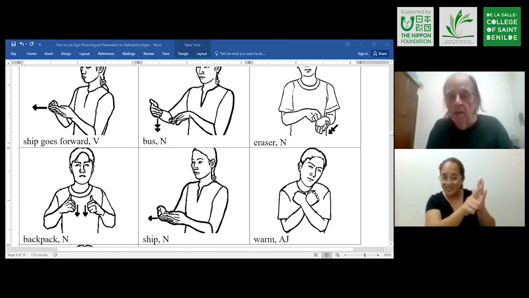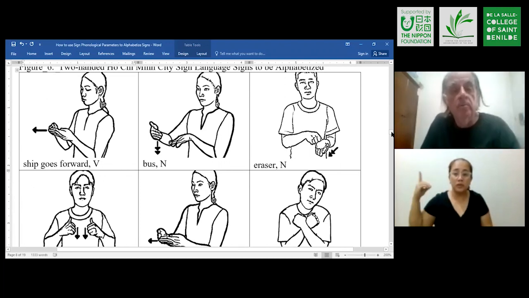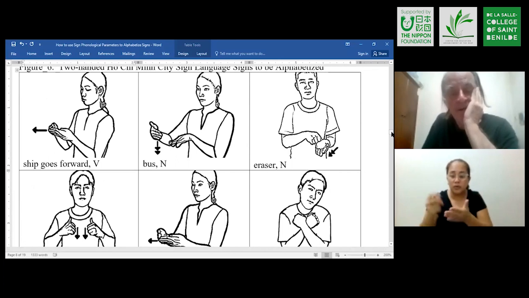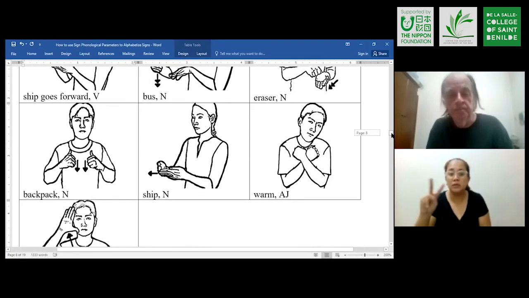Hold on, let me pull it back up here. So just looking at this order, we're only looking at the dominant hand. So does the ship or bus or eraser go first? Eraser, Peeps is saying. Eraser, yes. And then what goes second in this list? Warm. Peeps is saying warm. Yes. Eraser and then warm.